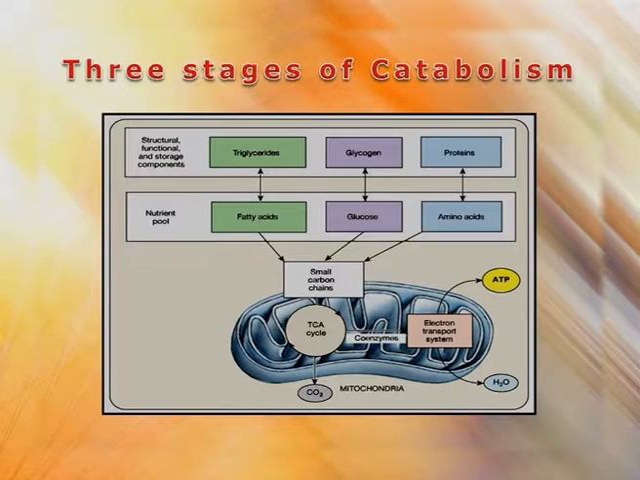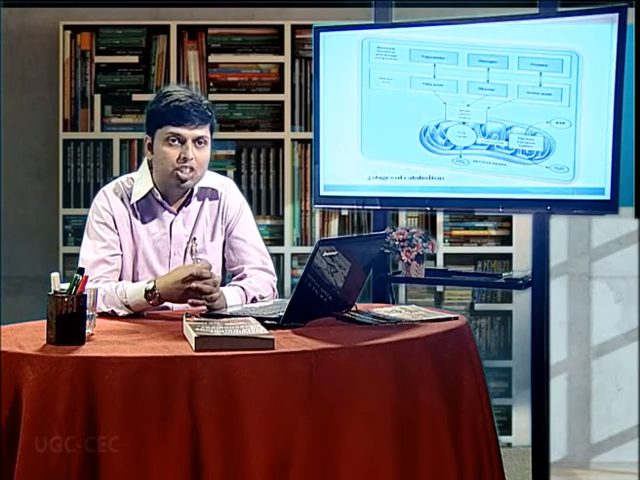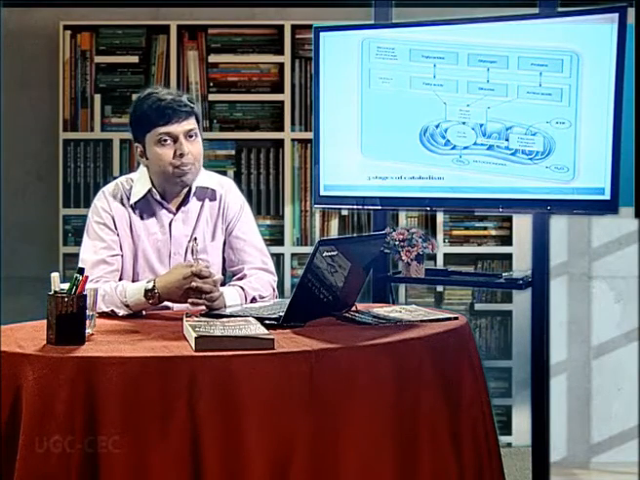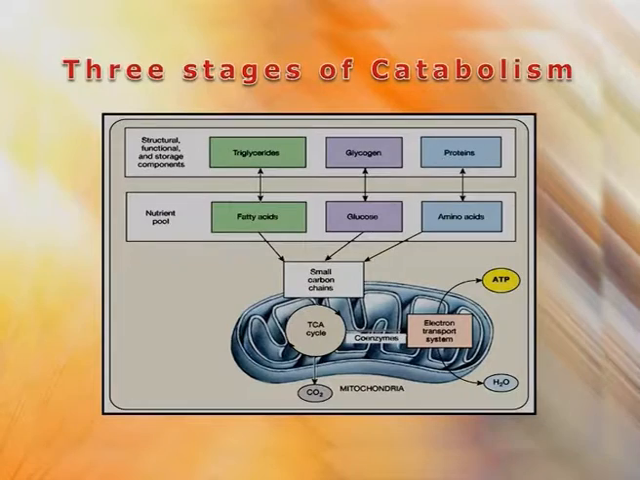In the second stage, these intermediates are further metabolized into a few simpler ones including pyruvic acid and acetyl-CoA. After that, in the third stage, the acetyl-CoA, with help from the citric acid cycle, the electron transport chain and oxidative phosphorylation, gets converted to carbon dioxide, water and ATP.